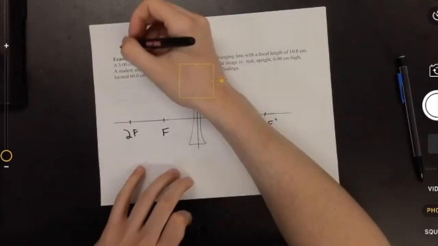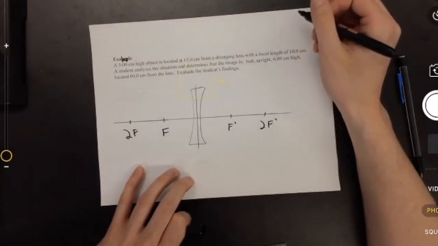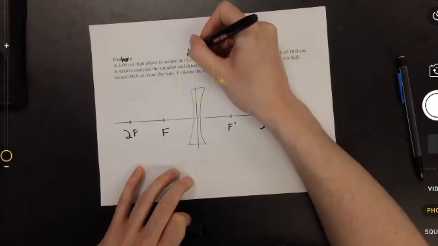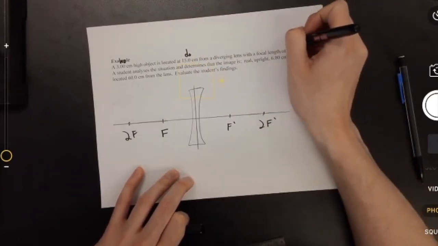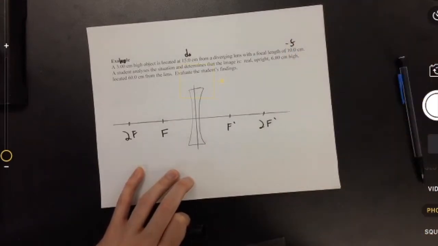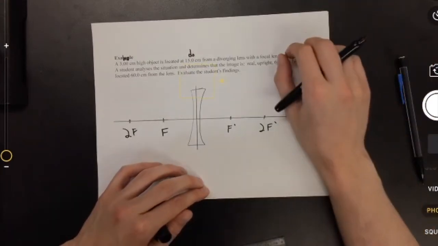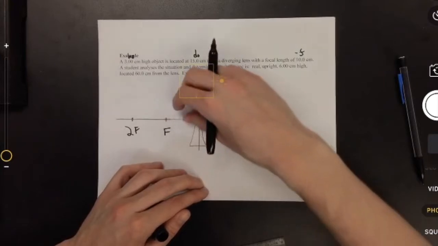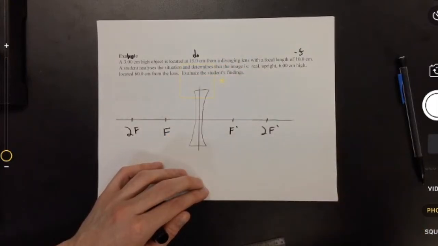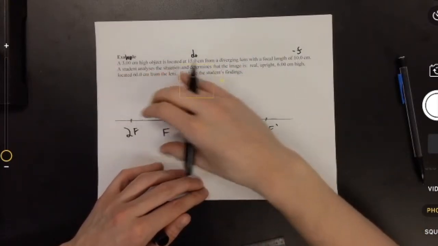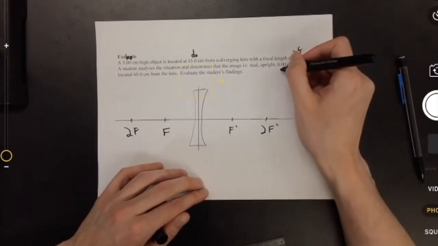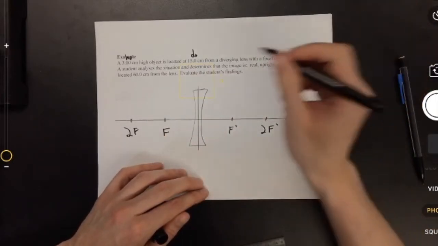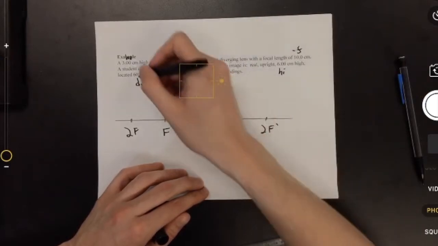Okay, so a 3 centimeter high object, that's HO, located at 15 centimeters, DO, from a diverging lens with a focal length of 10 centimeters. Remember, that focal length is going to be negative because it's a virtual focus, right? Parallel rays are only appearing to focus there, whereas yesterday on our converging lens, any parallel ray really was passing through the focus, so it was positive. Real, upright, 6 centimeters high, HI, located 60 centimeters from the lens.